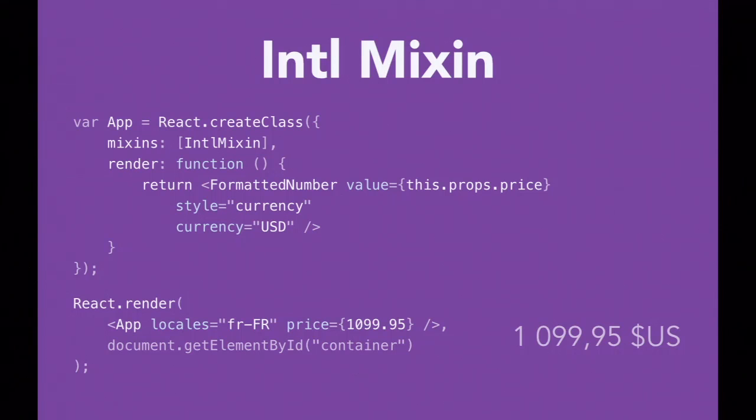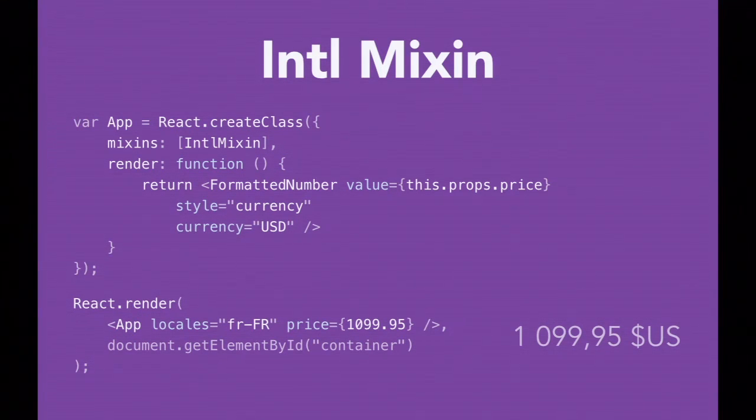So in this case, we're rendering the app, and we're specifying that we want to render this app in French, and here's some price. This is the most basic app, right? And then in our app, we're using FormattedNumber, and it is automatically using the locale that's been set on the app. And so we're using React's context for this to make sure we can just pipe these things down through the whole hierarchy without you having to thread them yourself.